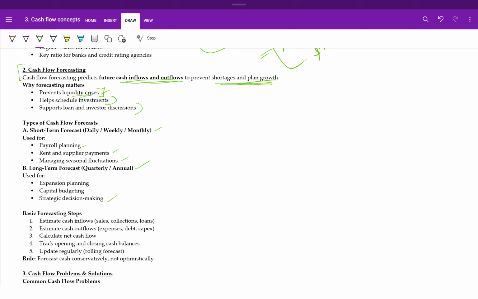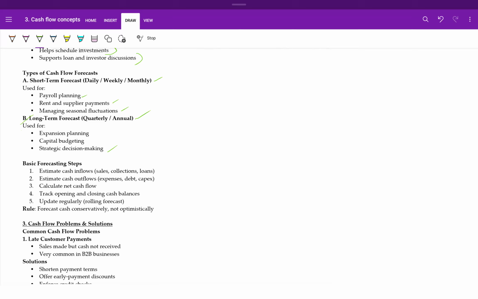So these are the basic forecasting steps. Let's discuss them one by one. First, we estimate the cash inflow, such as sales, collections, and loans. And then we estimate the cash outflow, such as expenses, debt payments, and capital expenditures. This will help us calculate our net cash flows, and we have discussed net cash flows previously also. So from inflows we subtract outflows, and that gives us net cash flows.